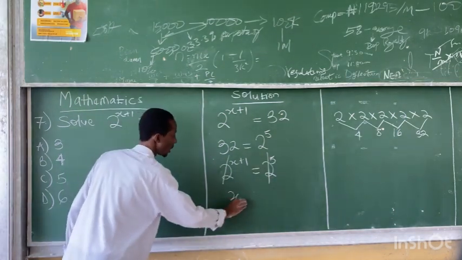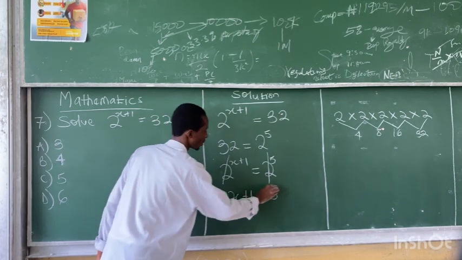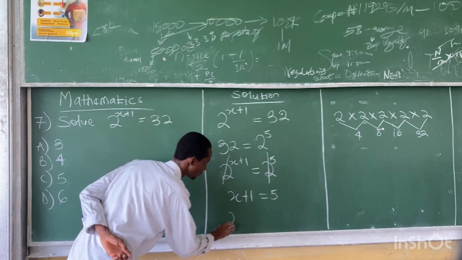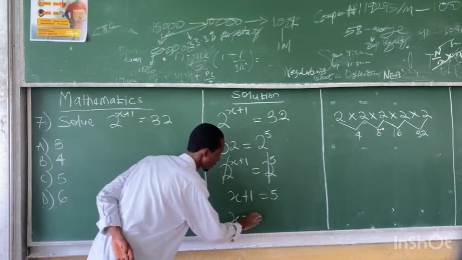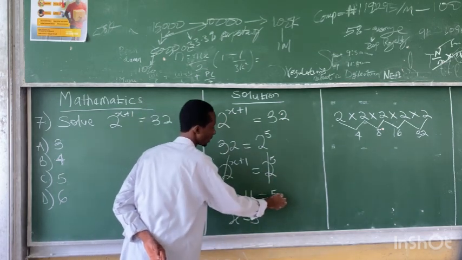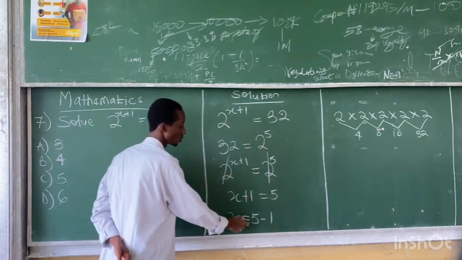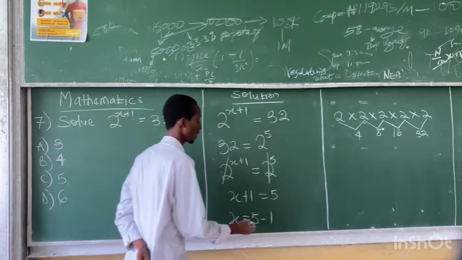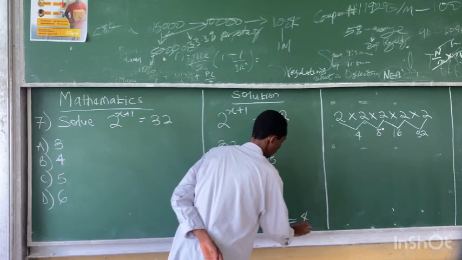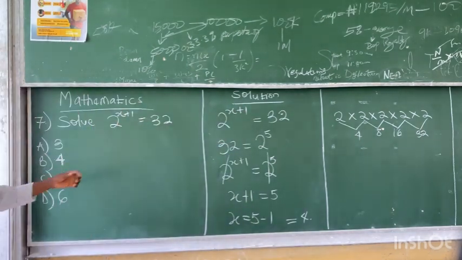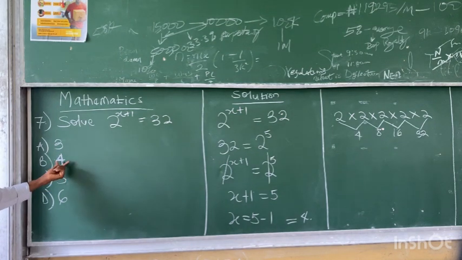We have x plus 1 is equal to 5. If we make x the subject of the formula here, we have x is equal to 5. Plus 1 crosses the equality sign, it changes from plus to minus. So we have x is equal to 5 minus 1. And 5 minus 1 is equal to what? 4. Therefore, the value for x in this equation is 4, which is option B.